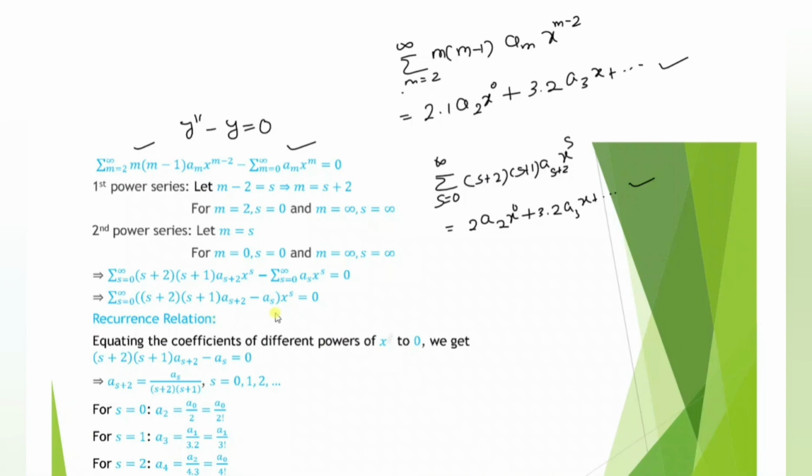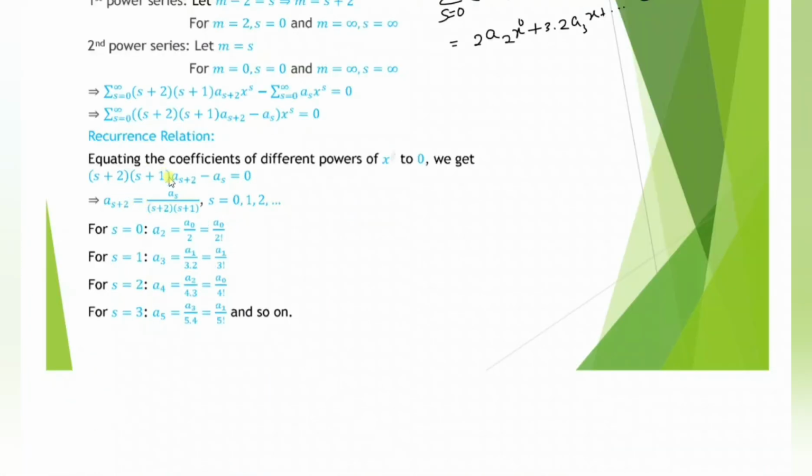Comparing the coefficients of x to the power s on both sides, we get (s + 2) into (s + 1) a_{s+2} minus a_s equal to 0 for s equal to 0, 1, 2 and so on. हम हमेशा हायर कोफिशिएंट को लोअर कोफिशिएंट टर्म में लिखेंगे। यहाँ हायर कोफिशिएंट क्या है, a_{s+2}, लोअर कोफिशिएंट is a_s, so a_{s+2} equal to a_s upon (s + 2) into (s + 1). यहाँ देखो, initial summation index is 0, so s equal to 0, 1, 2 and so on. Relation between the coefficients is called recurrence relation.